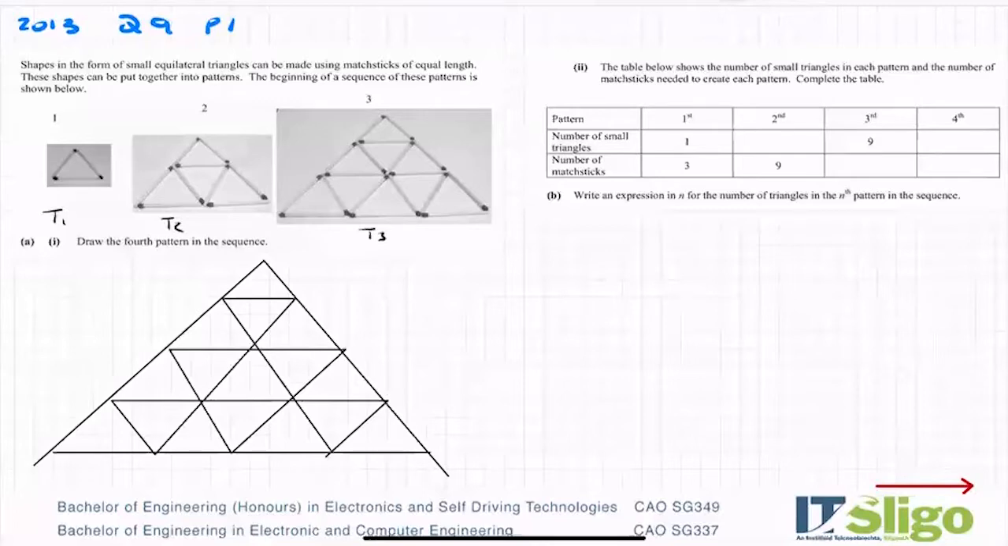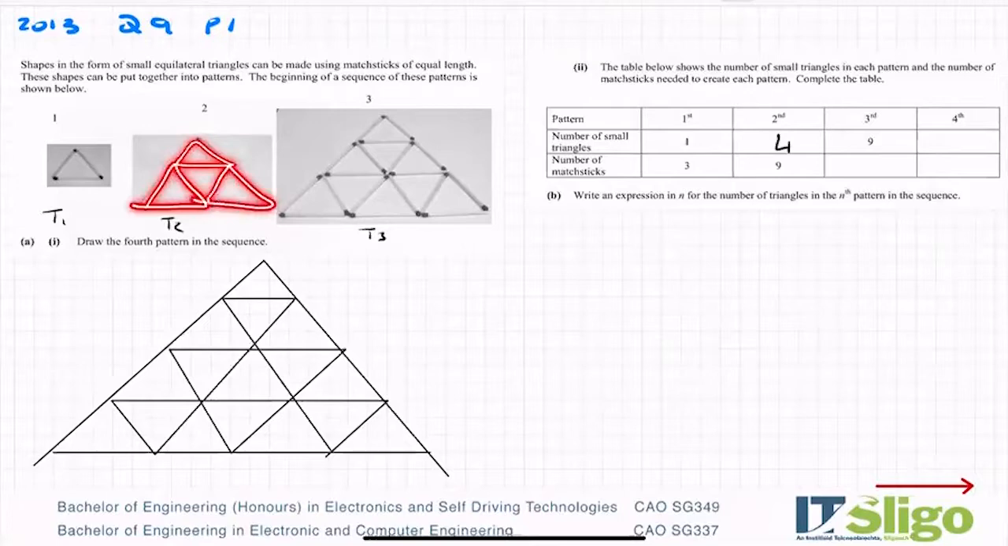All right, the table below shows the number of small triangles in each pattern and the number of matchsticks needed to create each pattern. Complete the table. Okay, so in the first one, I can see the number of small triangles is 1 and the number of matchsticks required was 3. In 2, I can see 4 small triangles, and the number of matchsticks needed was 9.